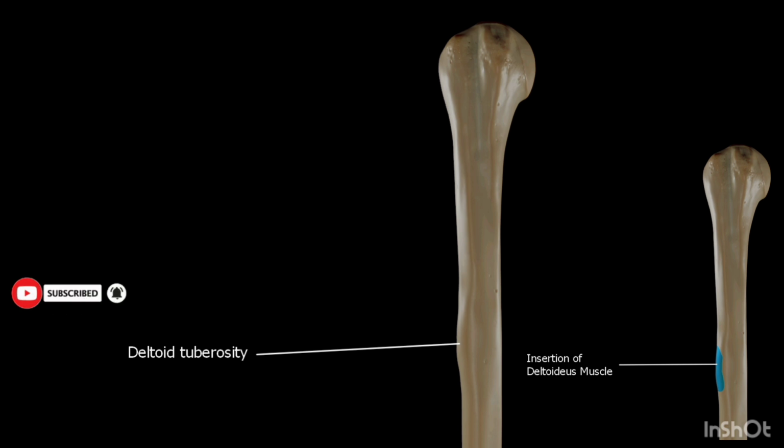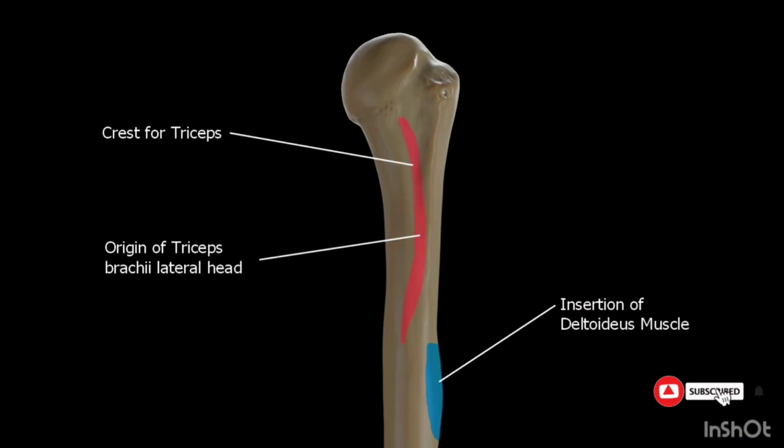The humerus shaft features key landmarks for muscle attachments. Deltoid tuberosity: a rough, elevated area on the lateral surface that serves as the insertion point for the deltoid muscle. Crest for triceps: a ridge located on the posterior/lateral aspect of the upper shaft. Triceps brachii, lateral head: this muscle originates from the crest located above and lateral to the radial groove. Functional layout: the triceps origin sits superior to the deltoid insertion on the lateral side of the bone.